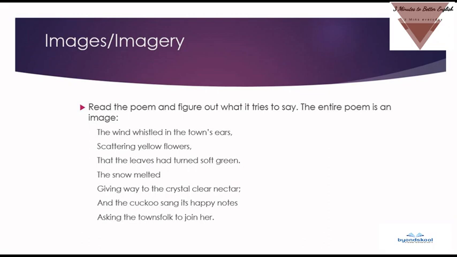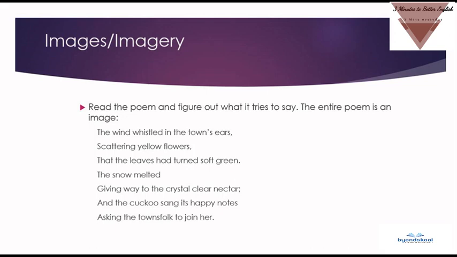Now let's take a look at a poem here. In this poem, the poet is describing a scene, and by describing the scene, he is trying to tell us that spring has arrived. What is happening here in the poem? The wind is whistling to the town's ears, and what is it saying to the town? It is saying that the leaves are turning green, and while it came to the town, it also brought some yellow flowers which flew in with the wind. And he also tells the town that the snow is melting, and that the snow is giving way to clear nectar, that is water.